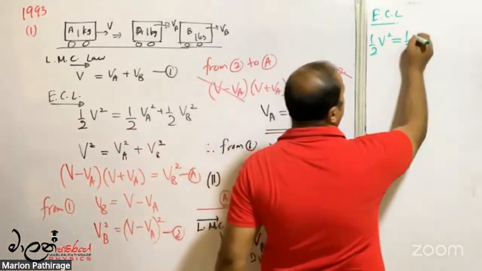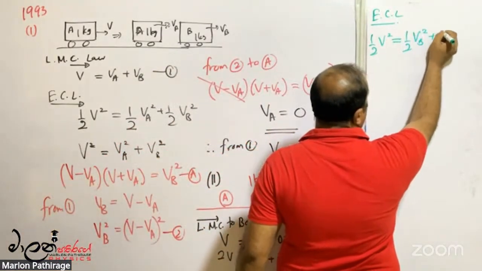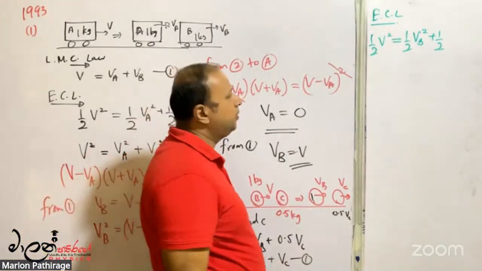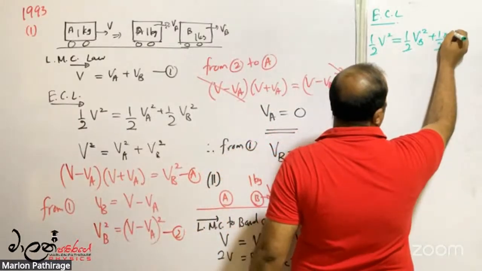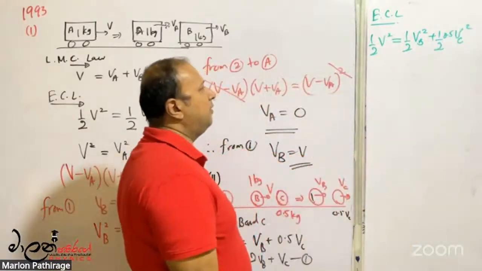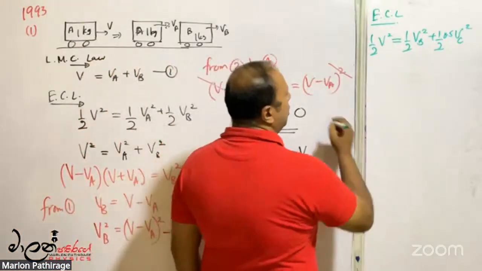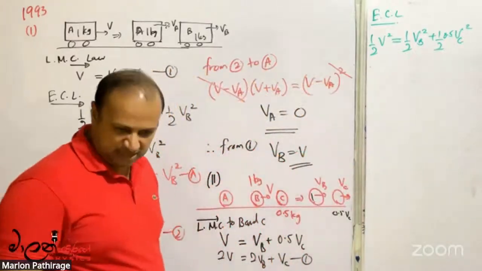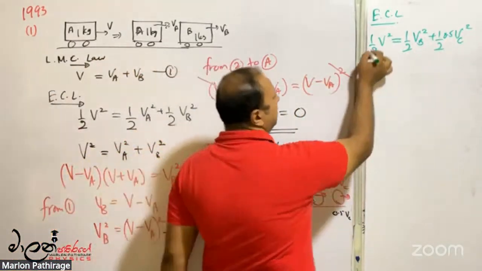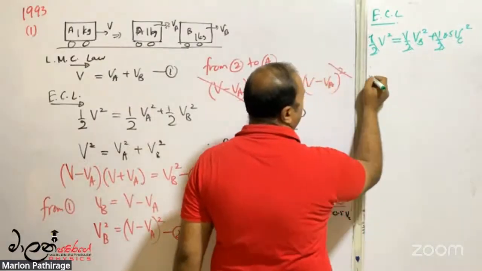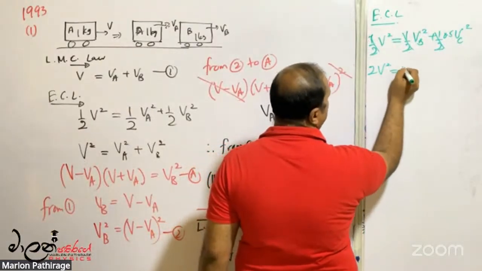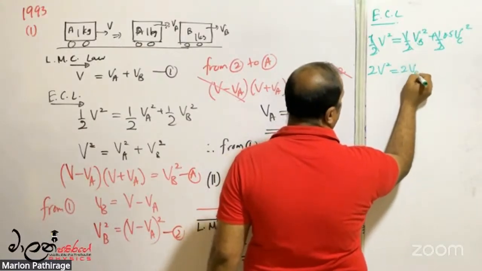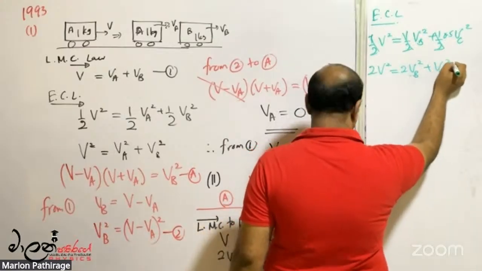plus half m v_C square. Half, half, half will be cancelled out. Therefore, I can multiply both sides by 2, making 2 v square equal to v_B square plus v_C square.